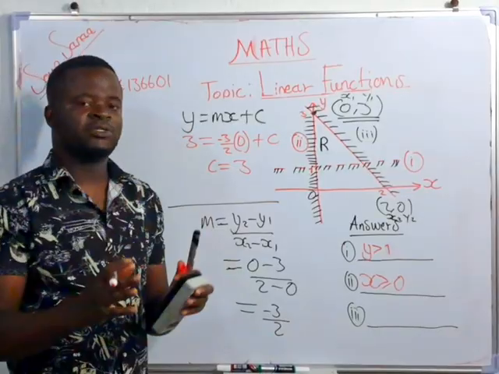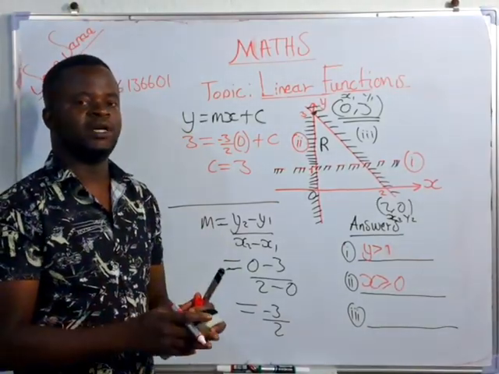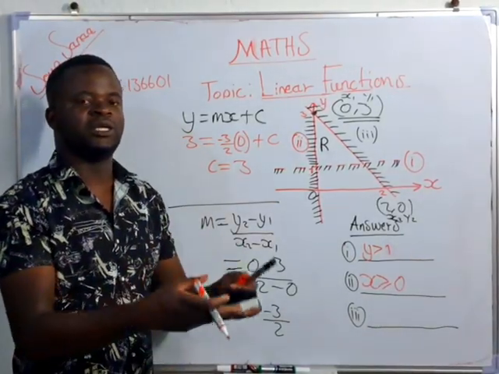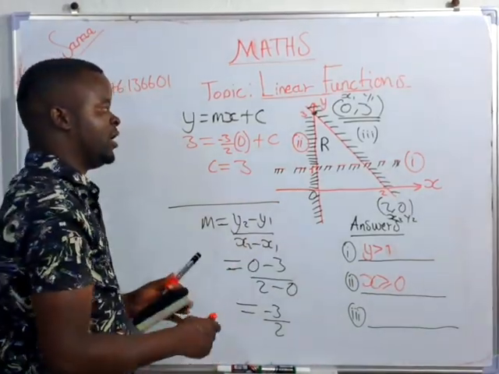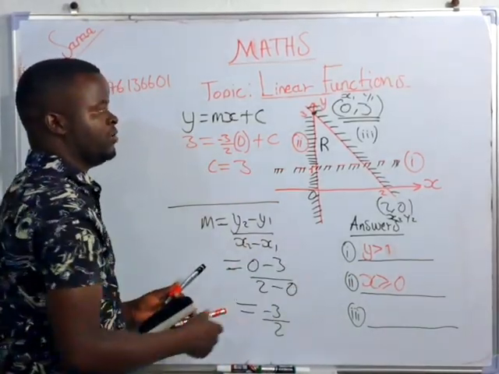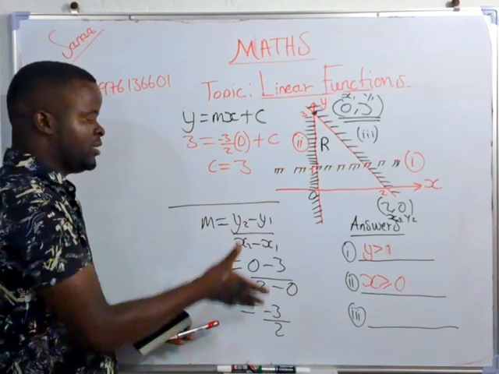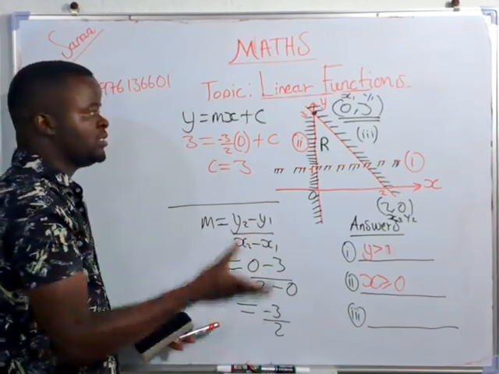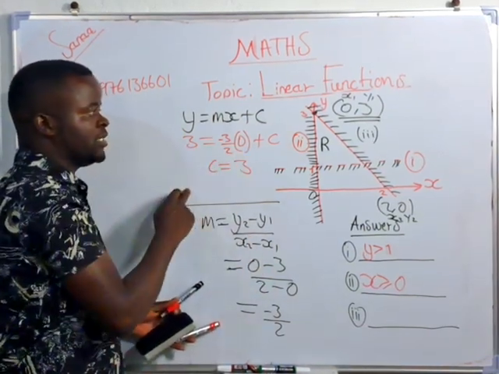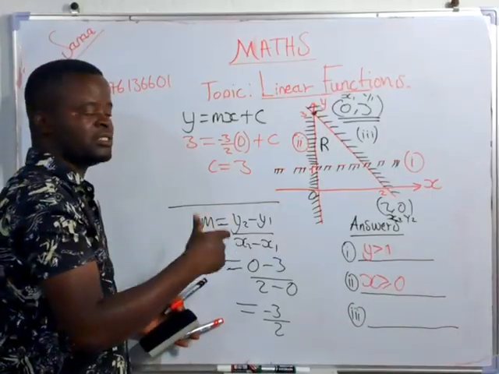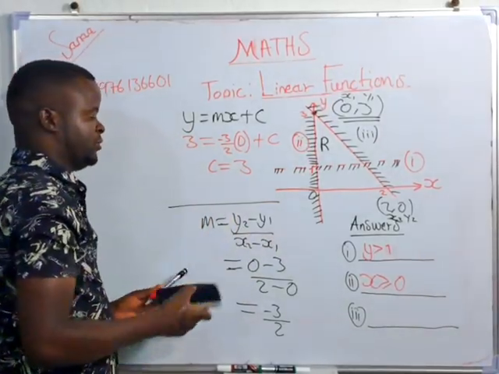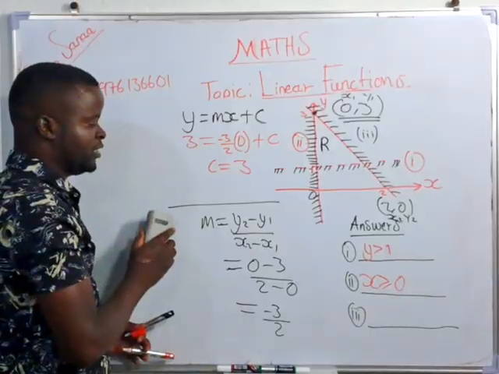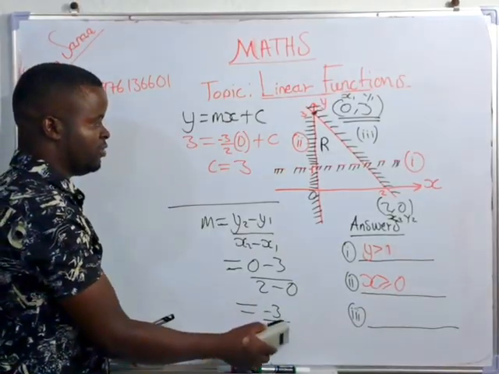Now our final step, we are now going to find the equation. Then we are going to use the inequality symbol to finalize our answer. So what are we saying? The first step is to find the gradient. The second step, find the value of constant c. And the third step, which is next to the final answer, is to find the equation. So let's go. The value of gradient, remember, is negative 3 over 2.